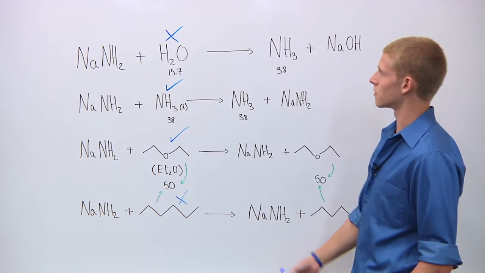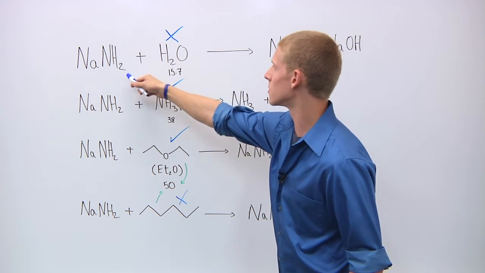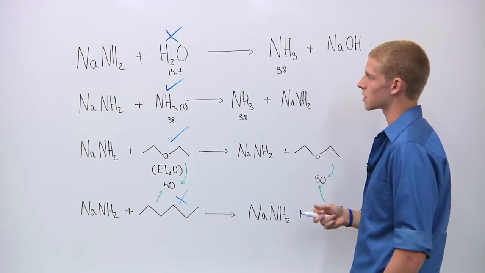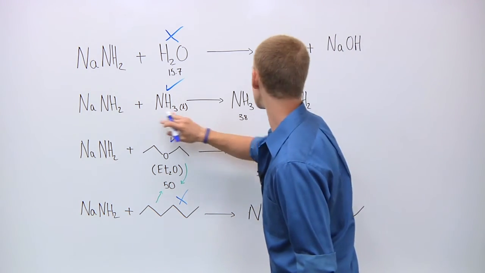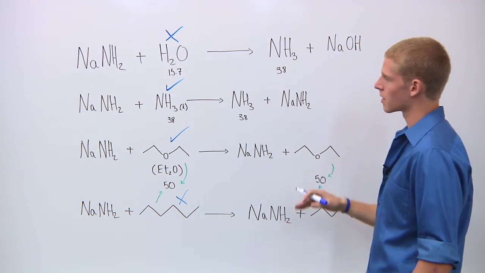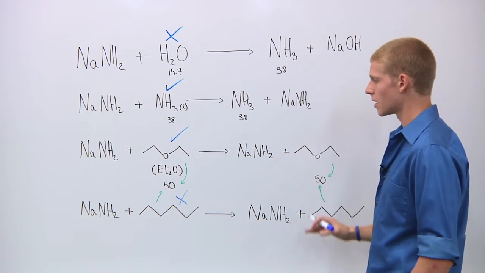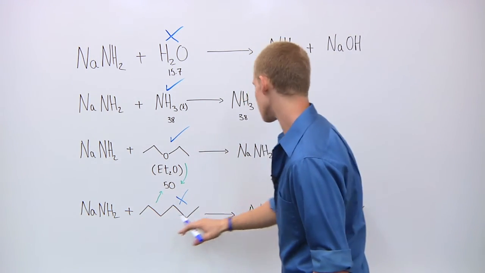So if we go to review, sodium amide will not work with water because it will react in an acid and base reaction. It will work with ammonia because we get the same things on the product side. It will work with ether because it doesn't react and it's in solution. And it won't work with hexane because it won't stay in solution.